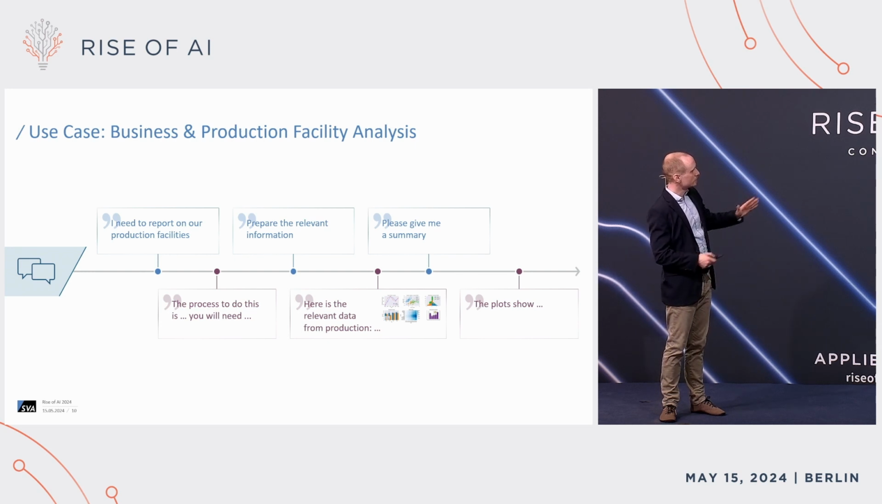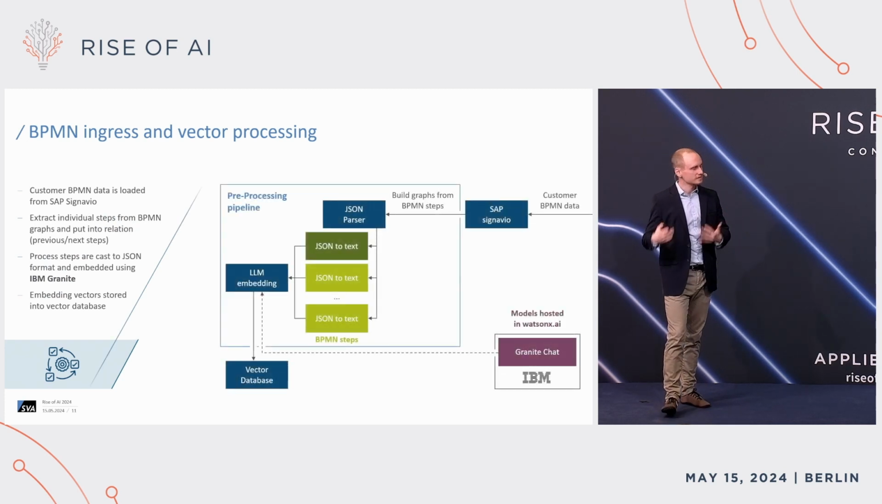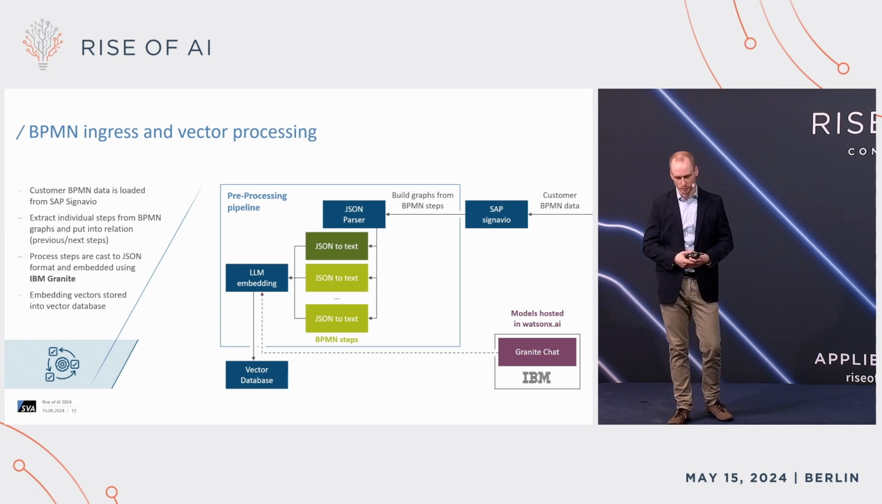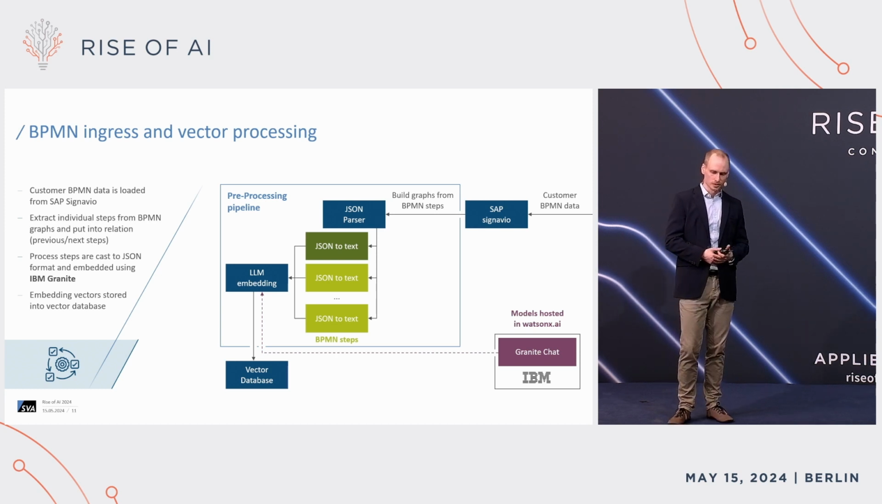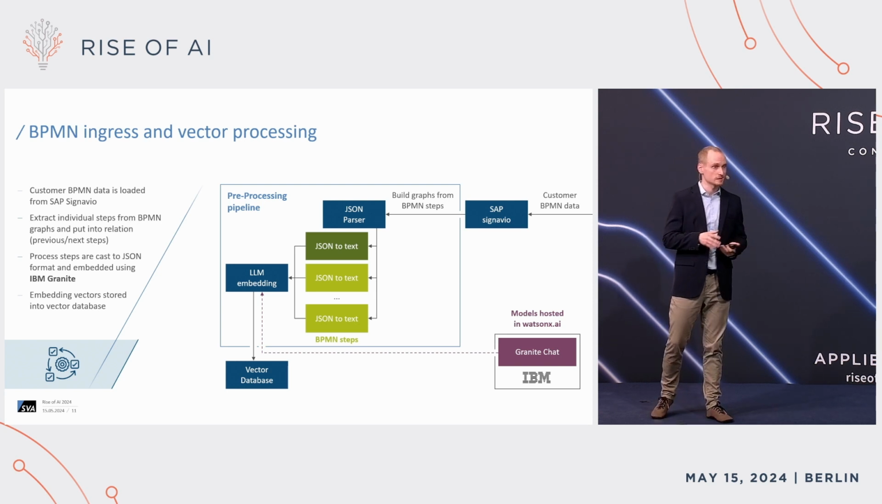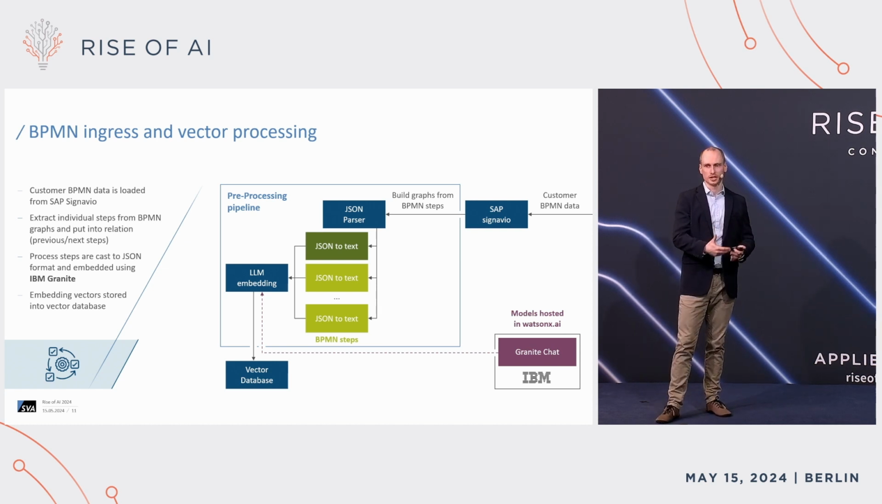So this is the main idea. This is basically what the client is seeing on the surface. How does it look in the background, on the technical side of things? For this, we have to do a kind of pre-processing step. In this use case, if you want to see the processes which are available in the organization, we first have to make them available to the LLMs.